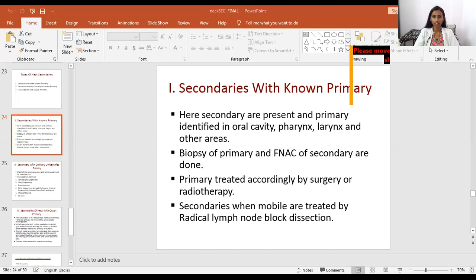Let's see a short summary of what we've seen so far. The secondaries with known primary. Here the secondaries are present and the primary is identified in the oral cavity, pharynx, larynx, or other areas. Biopsy of the primary and FNAC of the secondary are done. The primary is treated accordingly by surgery or by radiotherapy, while the secondaries, when mobile, are treated by radical lymph node dissection.